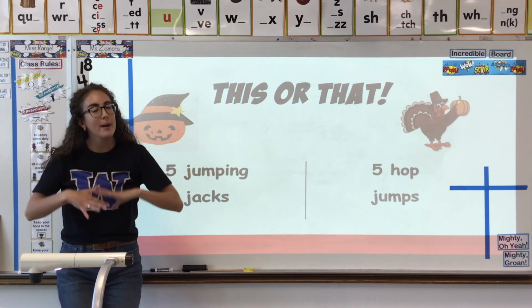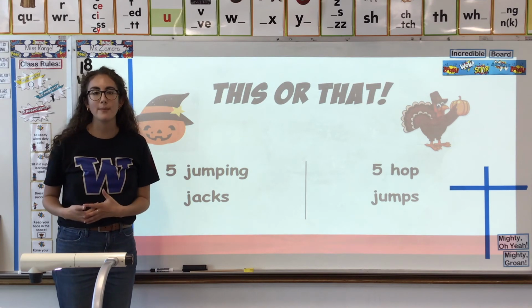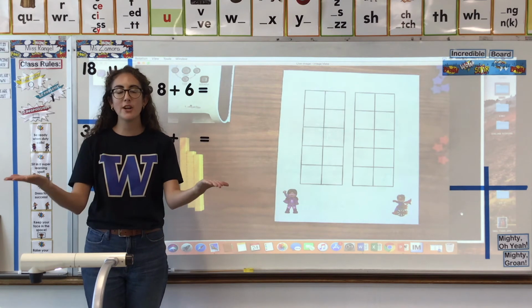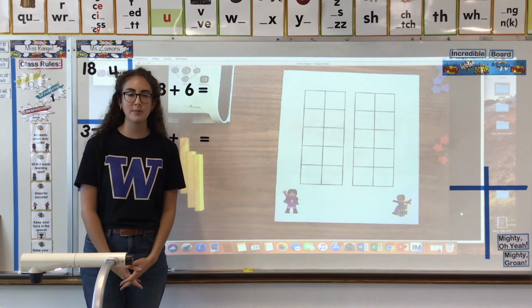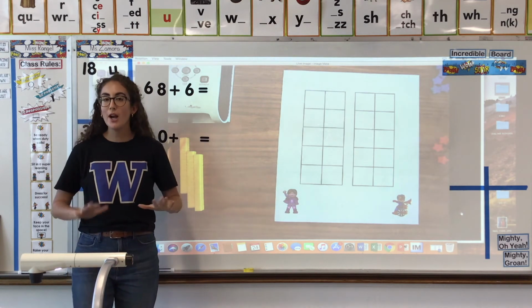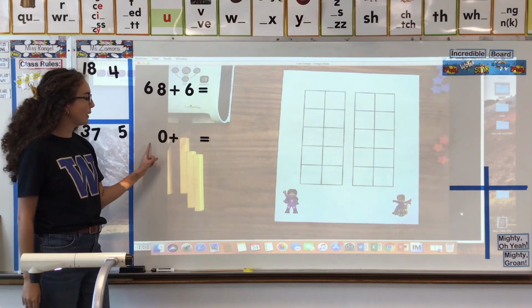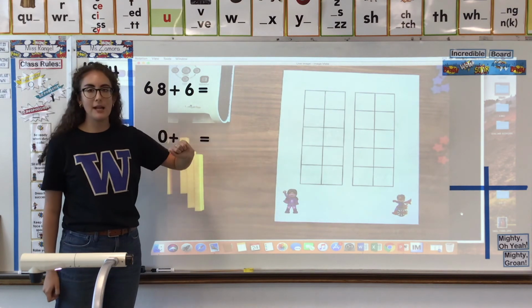Now everybody sit back down, and I'm going to bring back our 10 frame. Okay, everybody is seated. You have all your materials still flat out, and you're ready to do one last problem together. Okay, we are going to transform 68 plus 6 into a 10 plus fact. So let's do that with our 10 frame.